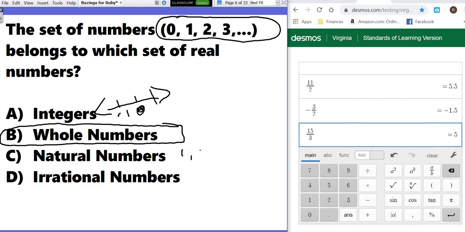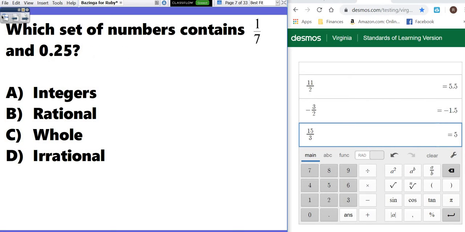Natural numbers starts with the number 1. If you can say the word hair or hairs after it, it's a natural number. And irrational numbers, you know, are like pi, or they're like imperfect square roots, decimals that go on forever. All right, so let's see what the next one is.